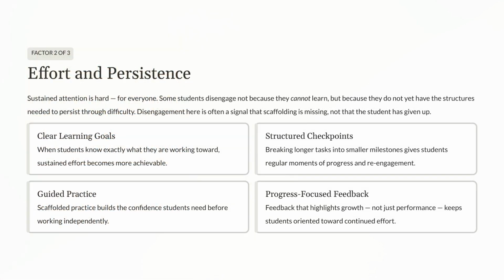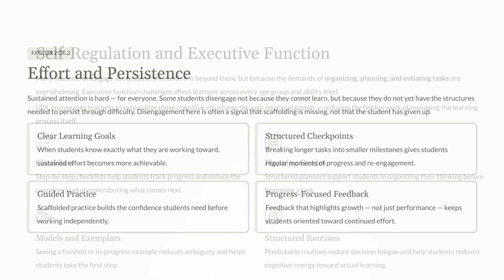Effort and persistence. Sustained attention is hard for everyone. Some students disengage not because they cannot learn, but because they do not yet have the structures needed to persist through difficulty. Disengagement here is often a signal that scaffolding is missing, not that the student has given up. Clear learning goals. When students know exactly what they are working toward, sustained effort becomes more achievable. Guided practice. Scaffolded practice builds the confidence students need before working independently. Structured checkpoints. Breaking longer tasks into smaller milestones gives students regular moments of progress and re-engagement. Progress-focused feedback. Feedback that highlights growth, not just performance, keeps students oriented toward continued effort.